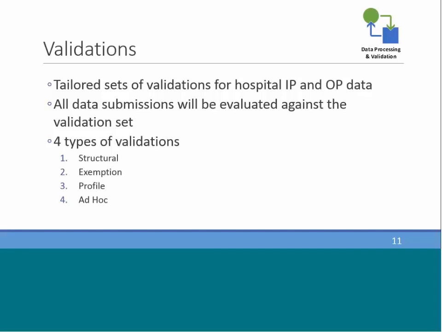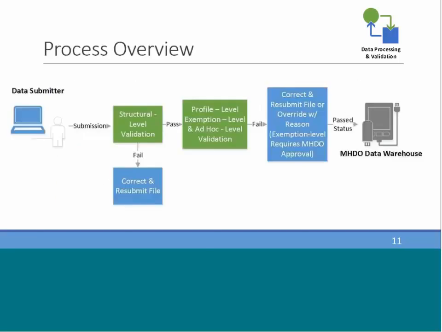All data submissions will be evaluated against the appropriate validation set. We'll be going over the 4 types of validations, which are structural, exemption, profile, and ad hoc, in a few minutes. And again, we've sent out a draft set of validations, for just the inpatient data at this time, and we'll be continuing to walk through some more information about validations that will help you understand the impact on you as you're submitting.